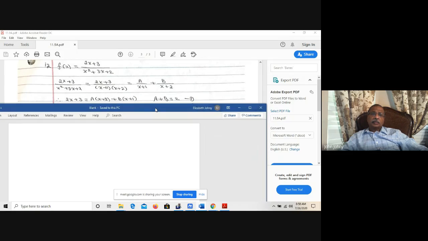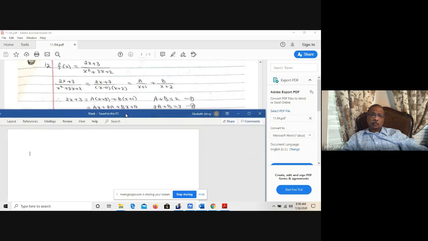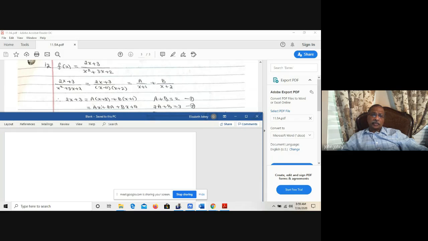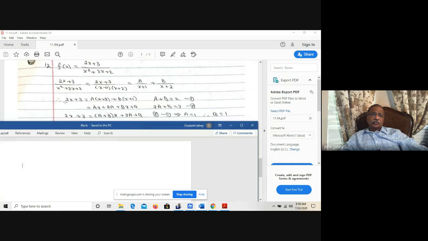Now multiply all the three numerators by LCD x plus 1 times x plus 2. First, x plus 1 and x plus 2 cancel, leaving 2x plus 3 on the left side. Second, the first term on the right side, x plus 1 cancels, a times x plus 2. The last term, x plus 2 cancels, b times x plus 1. And that is, you distribute ax plus 2a plus bx plus b, combine like terms. So 2x plus 3 is equal to a plus b times x plus 2a plus b.